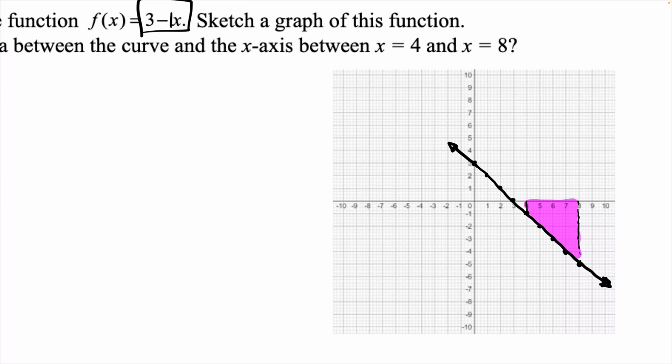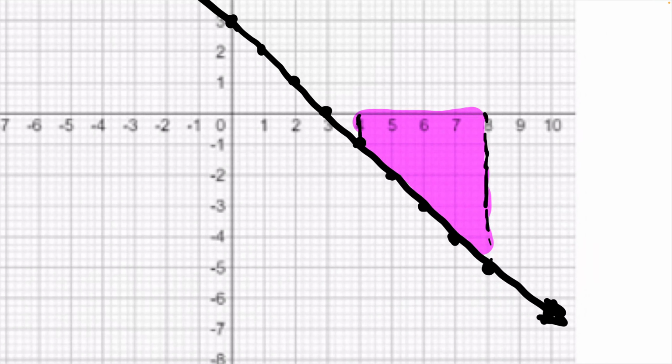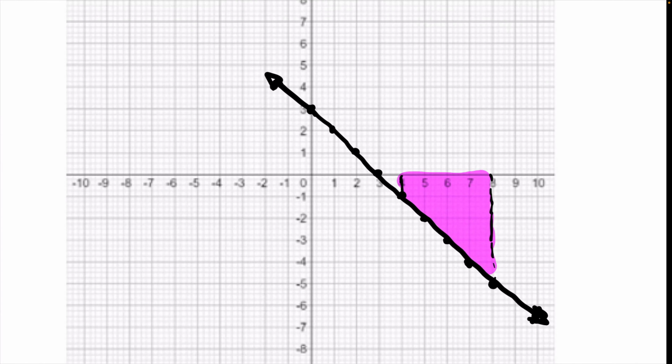It's under the x-axis, so my answer is definitely going to be negative. It's a trapezoid. If you didn't realize that, you can break it up into a triangle and a rectangle, and then find the area of the rectangle plus the area of the triangle. Okay, it is a trapezoid.